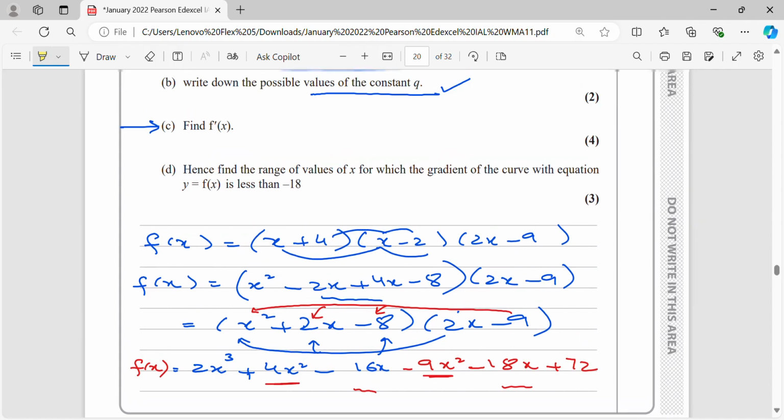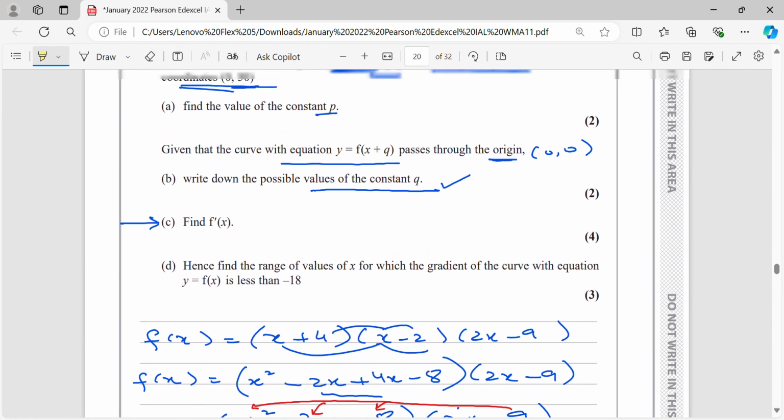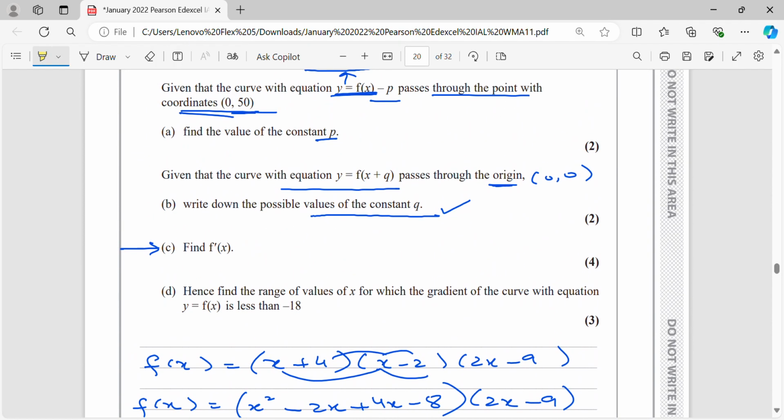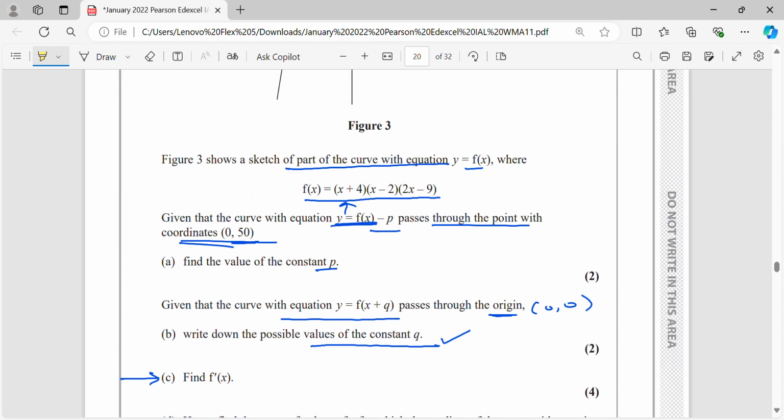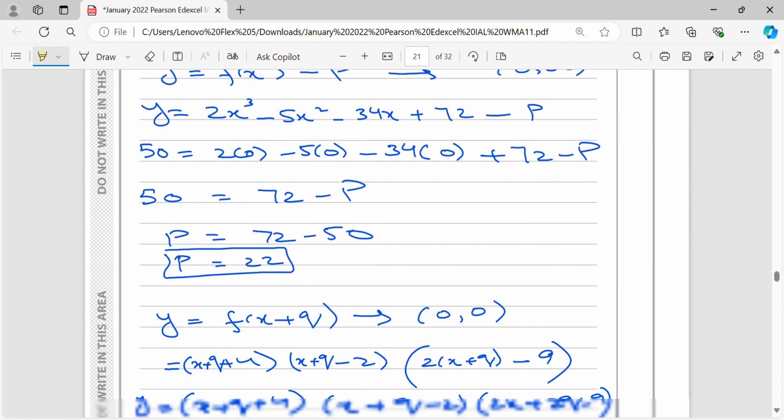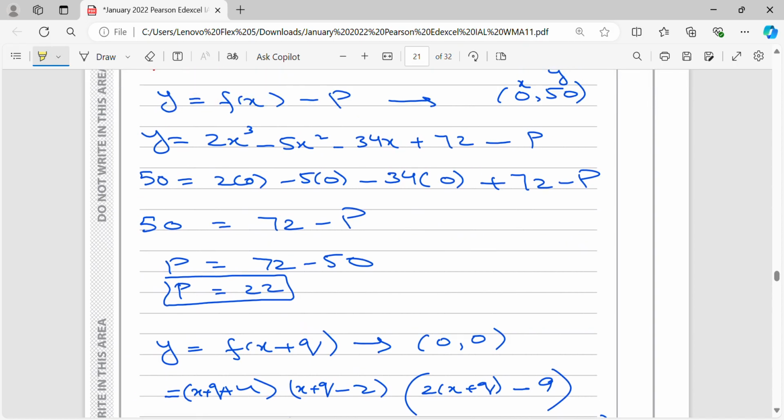Okay, and the function I have here is a curve with the equation f of x minus p. So I will take this function f of x minus p, and let's look at what is f of x minus p. P is 22.